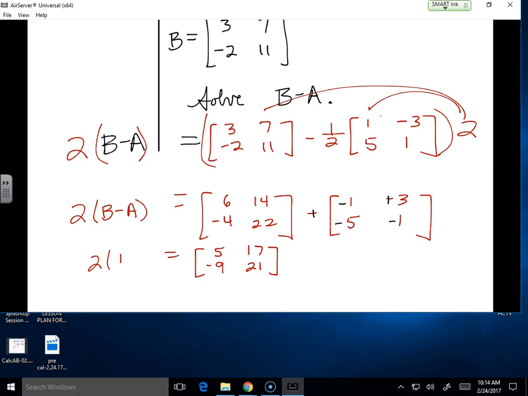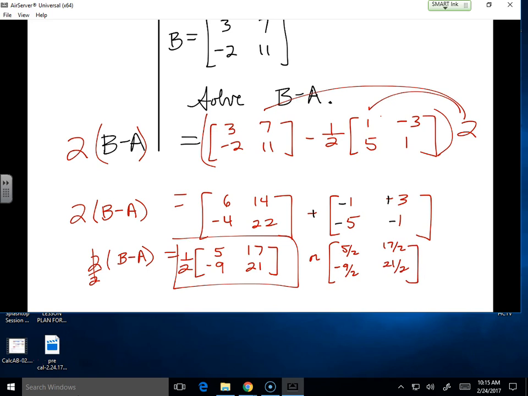So now I have 2 times b minus a. Now what do I do? Divide by 2, aka multiply by 1/2. You could leave it like that, or if you were trying to make it match, you could think about what would happen if you brought it in: the 5 halves, the 17 halves, the -9 halves, the 21 halves. Either way. Kristen, go ahead.